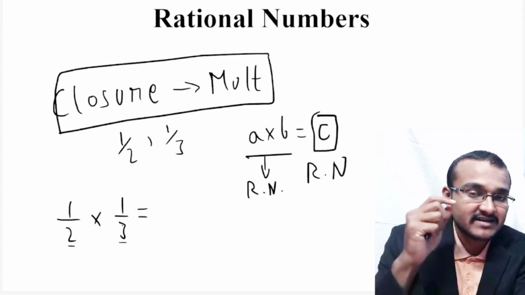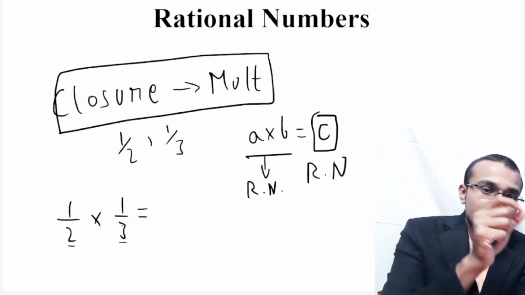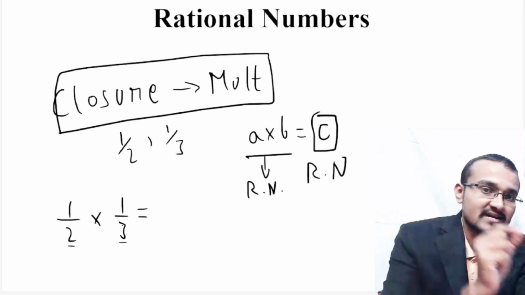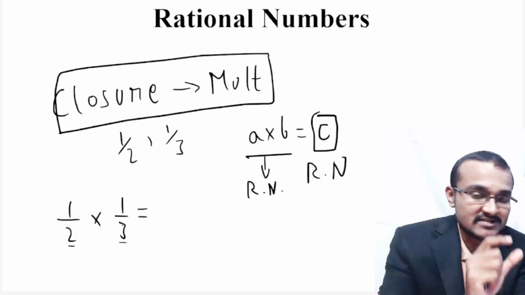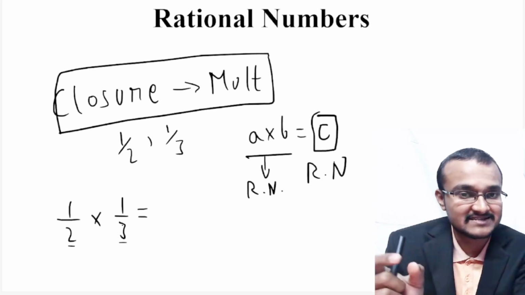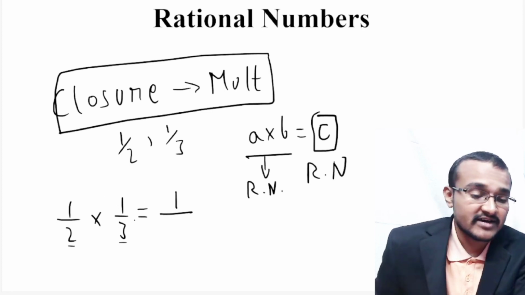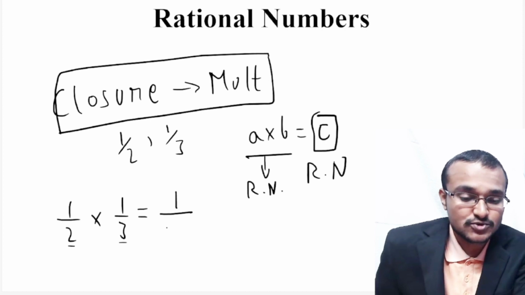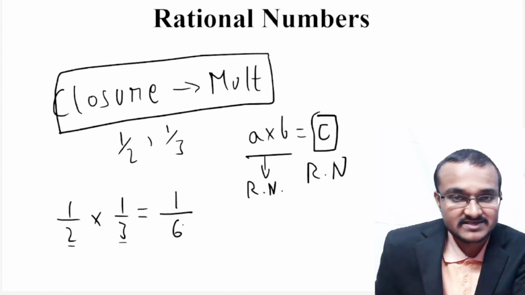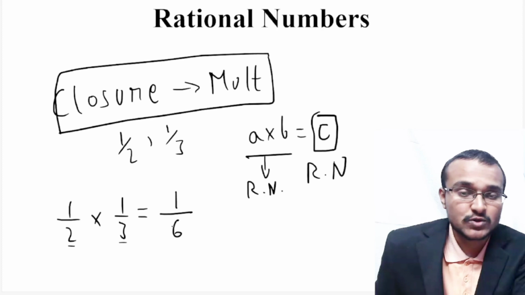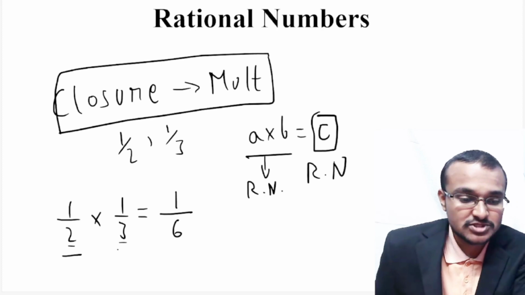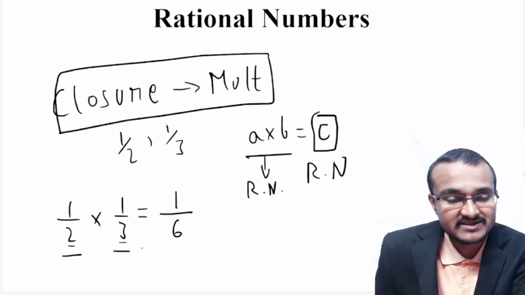But here, when it is multiplication and division, directly you can multiply numerator with numerator and denominator with denominator. There is no condition of taking the LCM. So 1 into 1 will be 1, and denominator into denominator is 2 into 3, so 2 threes are 6. So 1 by 6 is the answer for 1 by 2 into 1 by 3. 1 by 2 is a rational number, and 1 by 3 is also a rational number.